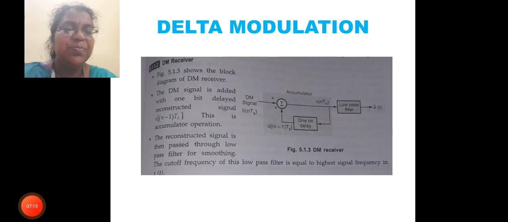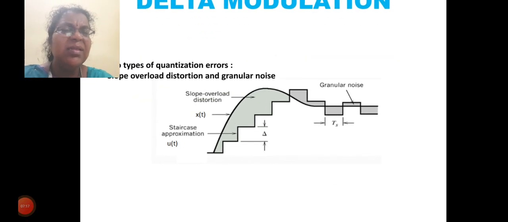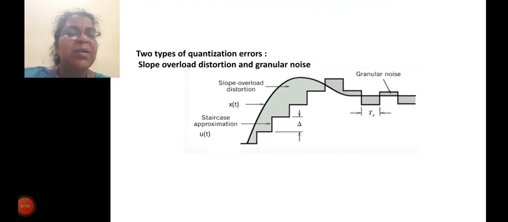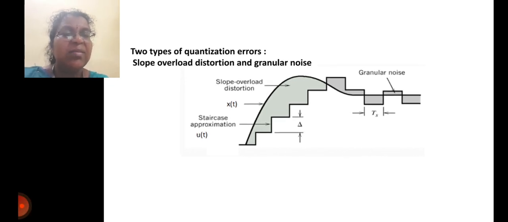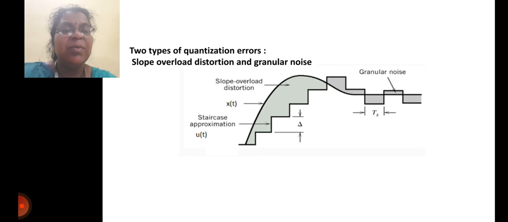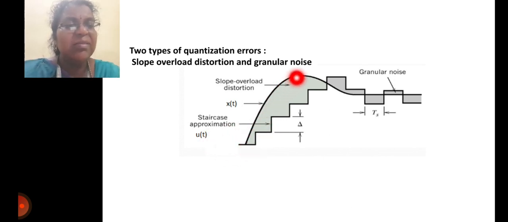So now let's see the types of errors possible in delta modulation. Two types of quantization errors are encountered in delta modulation. They are slope overload distortion and granular noise. So this is a delta modulation waveform, and this is x(t), the message signal. This is the staircase approximated signal u(t). So let the message signal be like this.